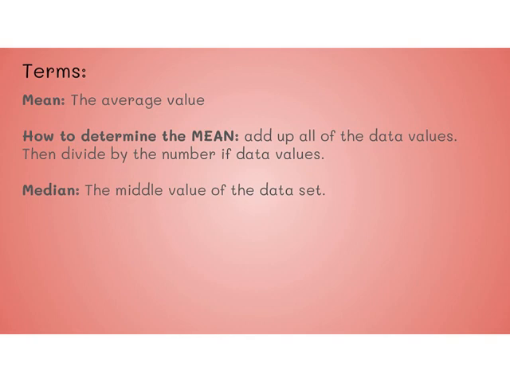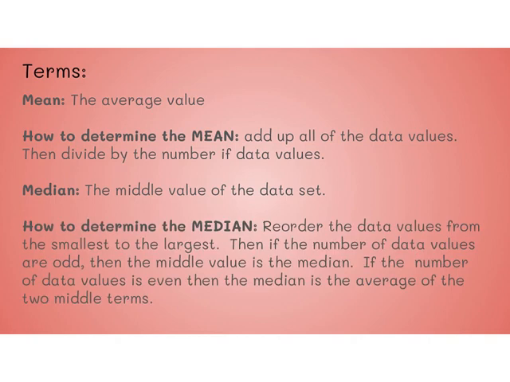The next term we have is the median. This is always the middle value of the data set. In order to determine the median, we need to reorder the data values from the smallest to the largest. If the number of data values is odd, then it's the single number in the middle of the data set. But if the number of data values in the set is even, then there are going to be two numbers left in the middle, and you will have to take the average of those.